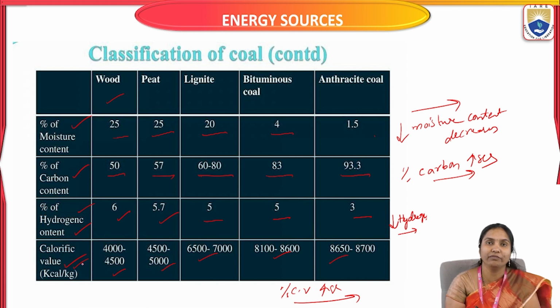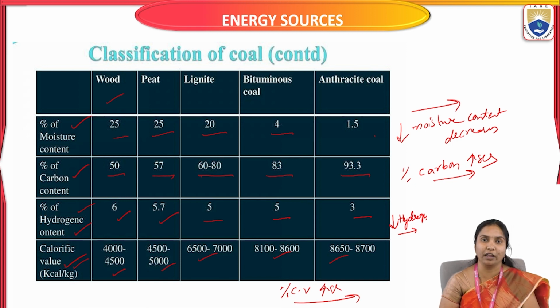And finally, calorific value increases the efficiency of fuel. A good coal always contains a high calorific value, so from wood to anthracite coal, this percentage increases. So moisture content and hydrogen content decrease from wood to anthracite coal, and carbon content and calorific value increase in this conversion.